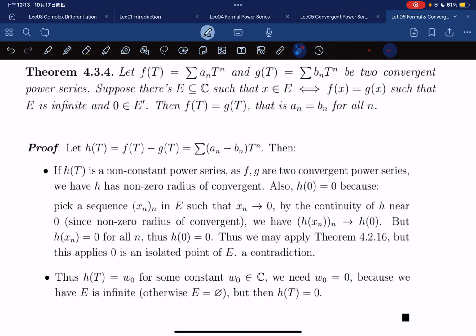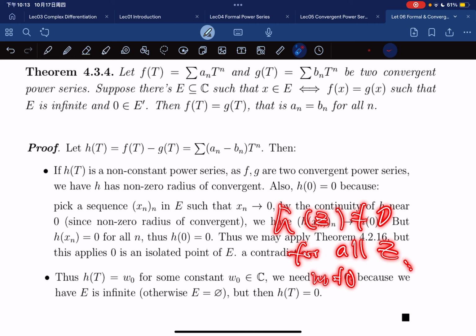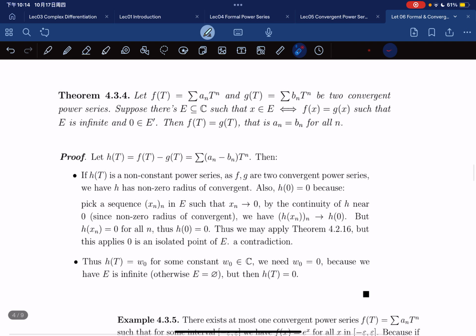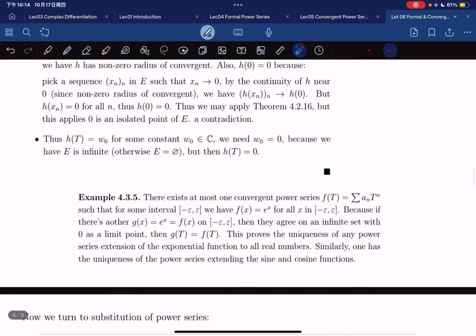But this constant must be 0 because E is infinite. If the constant is not 0, then h(z) is not 0 for all z, right? But we need h(z) equal to 0 for some z because E is an infinite set, right? So h must be the 0 power series. Okay? So here's an example.